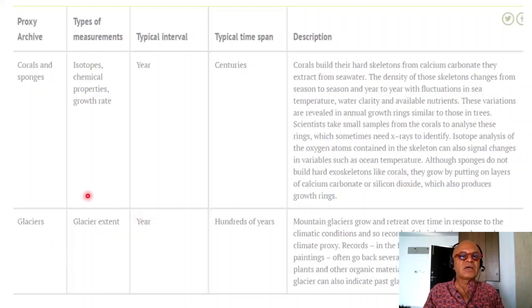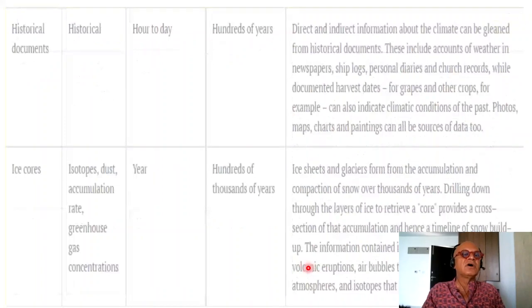Glaciers, types of measurements, typically you look for glacier extent. Typical interval is a year. Time span is hundreds of years. So mountain glaciers grow and retreat over time in response to climatic conditions, and so records of their length can be used as a climate proxy.